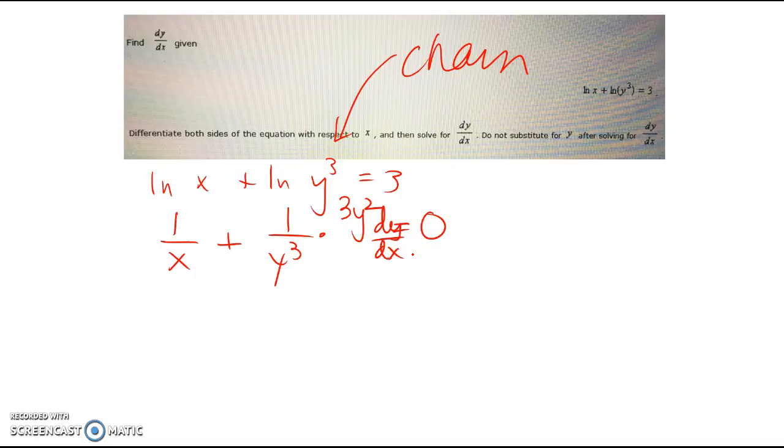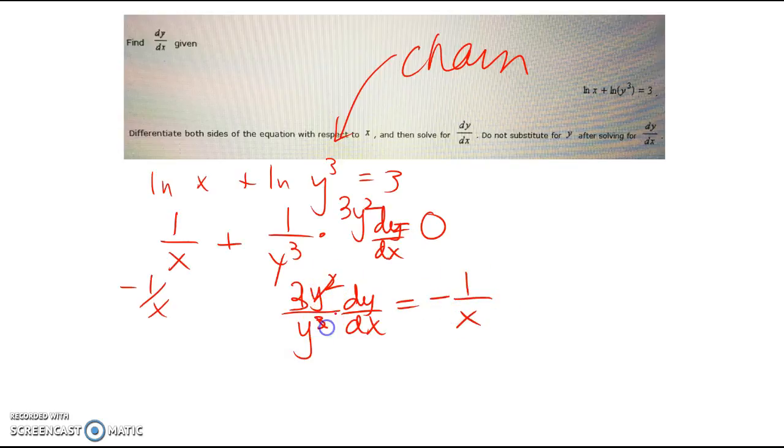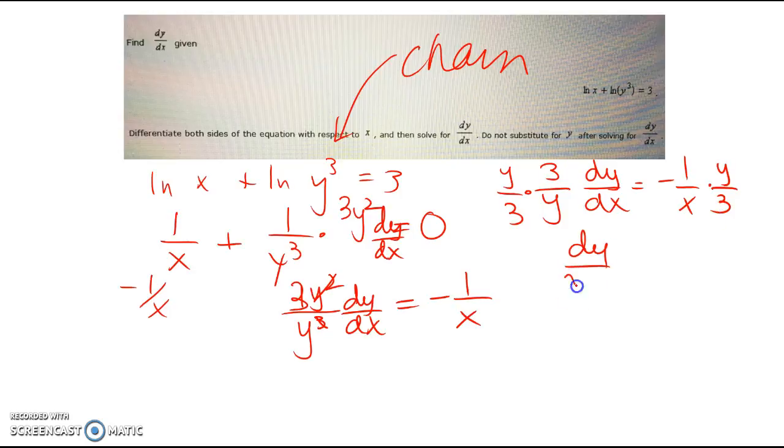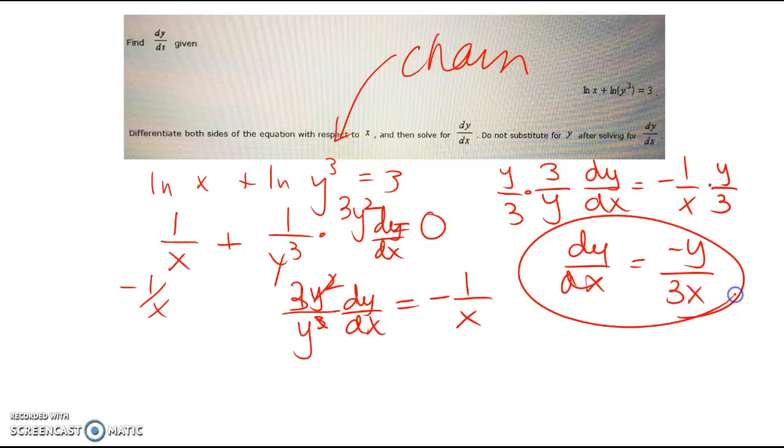All right, we're going to get this. It takes us all day. So I'll put this together. 3y squared, I'm basically taking this to the other side. 3y squared over y to the third dy/dx equals negative 1 over x. I end up with 3 over y. 3 over y dy/dx equals negative 1 over x. I'm going to multiply by the reciprocal on both sides. All right? So dy/dx should be negative y over 3x.